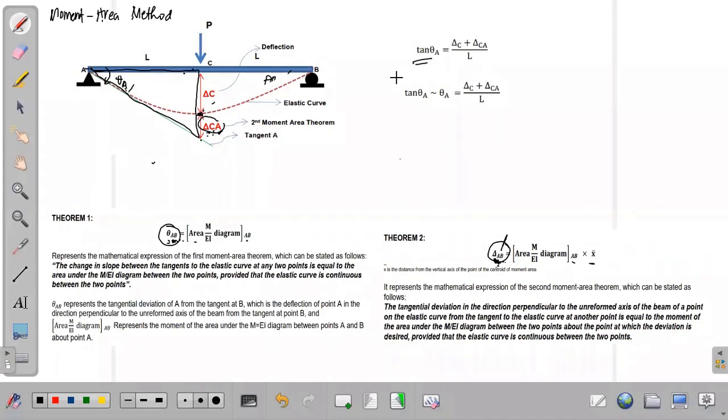However, since we are working on very small angles, we can assume that the tangent of theta is equivalent to the slope or deflection at A. Since we are talking about a very small angle, the theta A in this diagram is equal to delta C plus delta CA over L. So that is the moment area method.